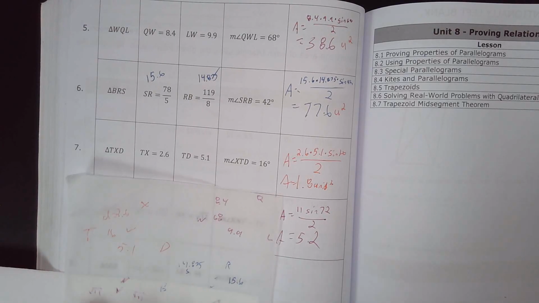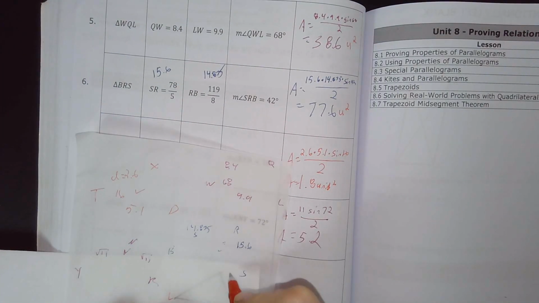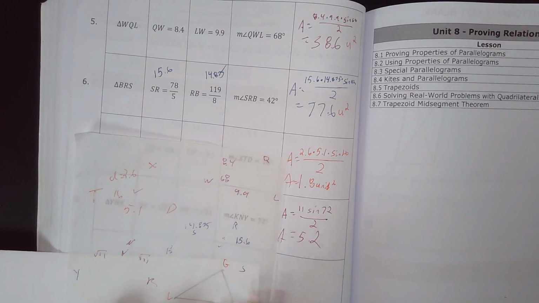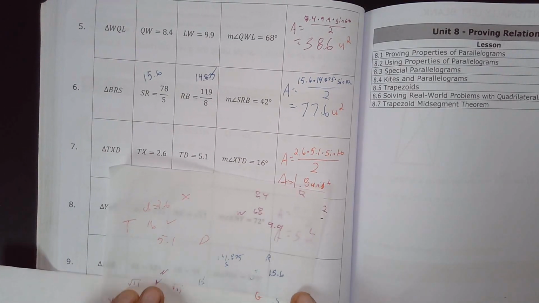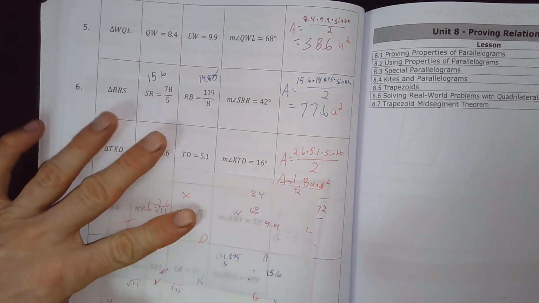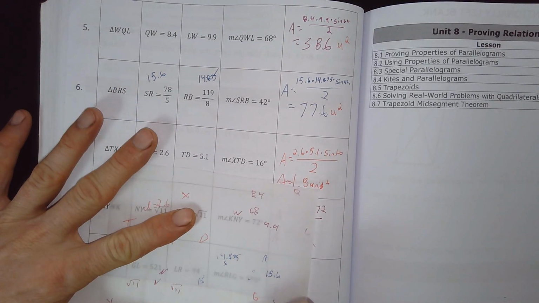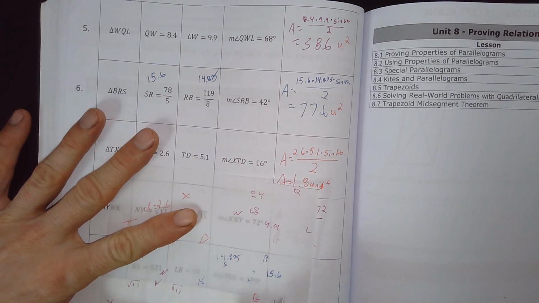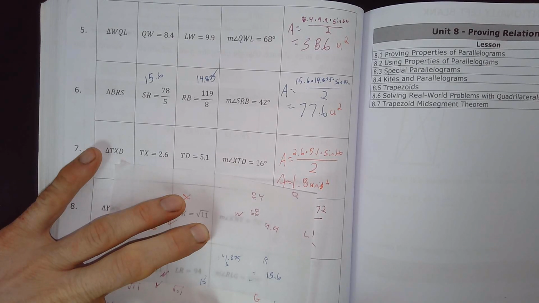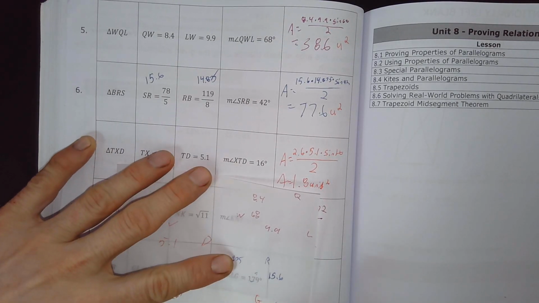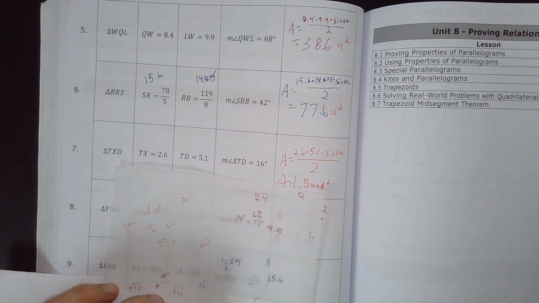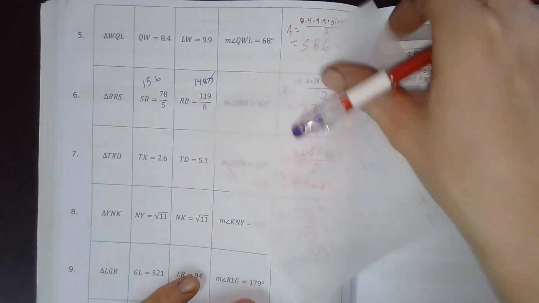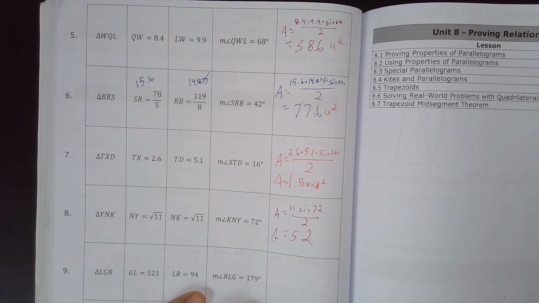All right, and then let's see if this one passes. LGR. Let's change it to red. GL is 521. We got LR is 94. And we got L is 179. I'm surprised they didn't try to trick us. So we can use the area equation. Don't have to do any fancy stuff yet.